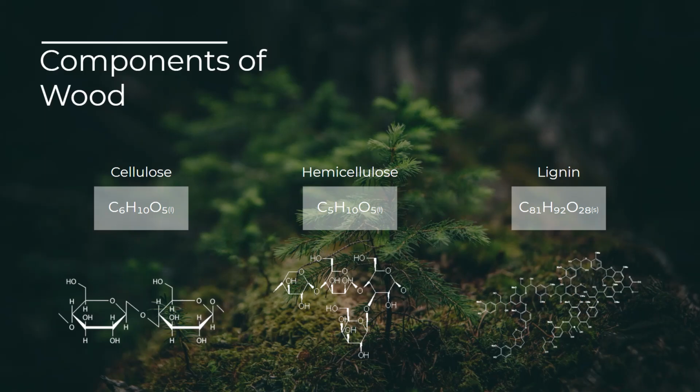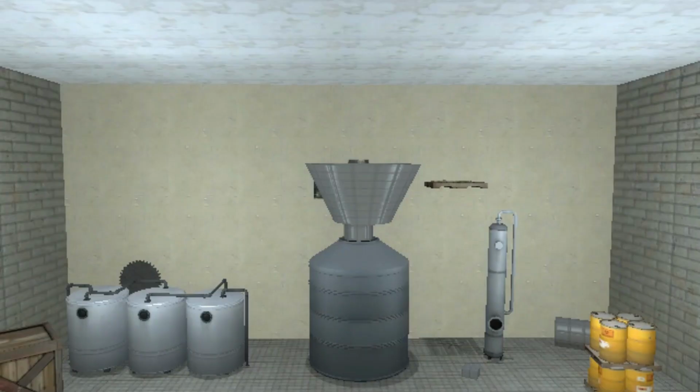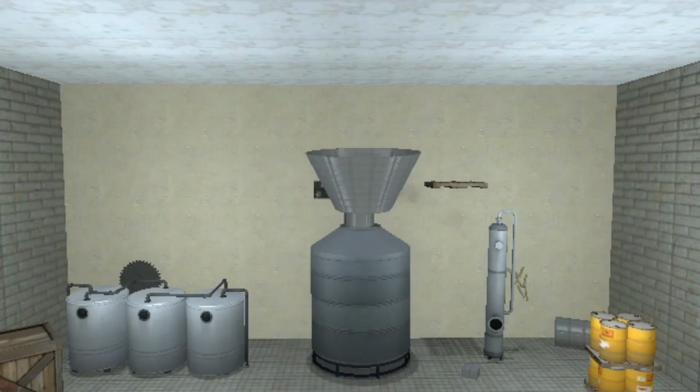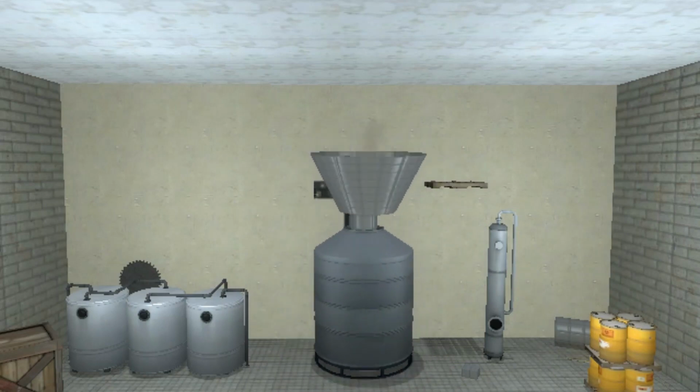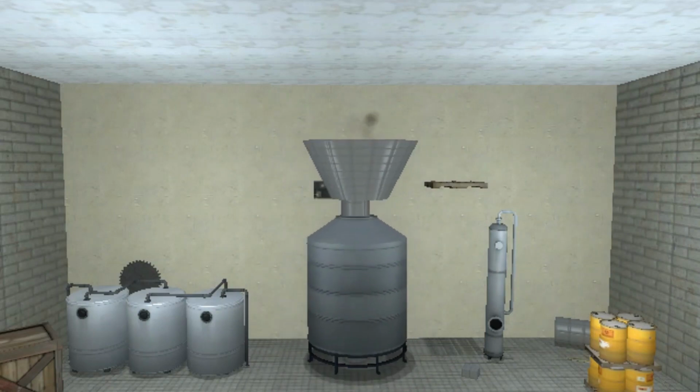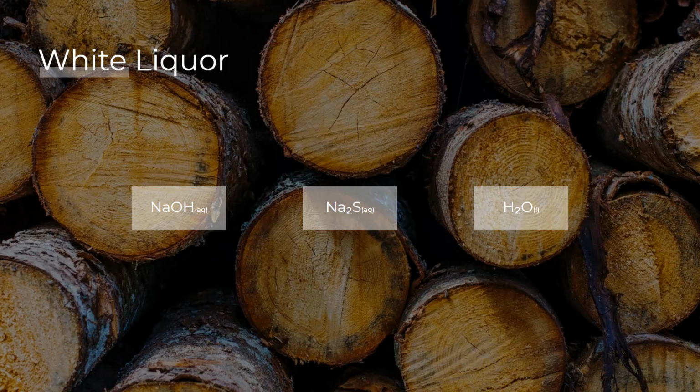In both processes, harvested wood chips from trees are boiled in a solution called white liquor at 423 to 453 Kelvin in a basic pH environment. The purpose of this is to remove lignin from the wood and separate the cellulose fibers. White liquor is a solution of water, sodium hydroxide, and sodium sulfide.